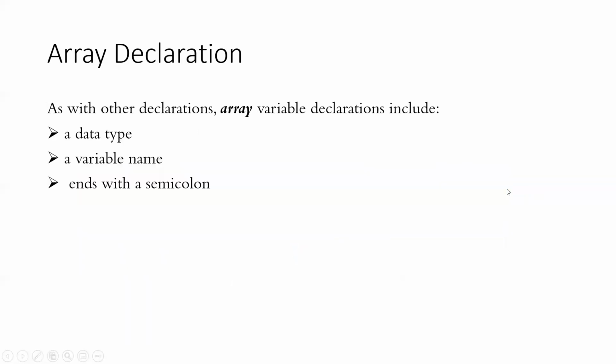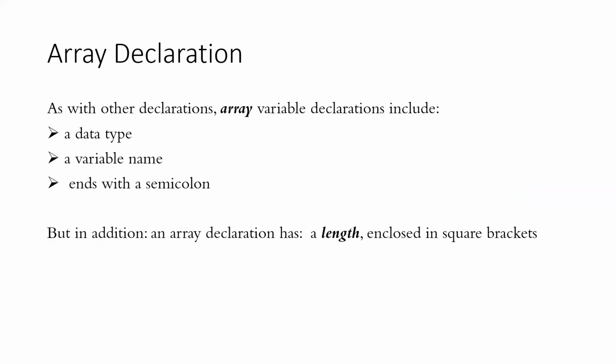All right. As with other declarations, array variable declarations include a data type, a variable name, and should end in a semicolon. Like any variable, you have to declare it. In addition, an array has a length that is enclosed in square brackets. As we have mentioned before, what we need to know is where the array begins, and what type of array it is, that is the data type. Now we also have to specify how many elements there are in the array, and that is the length.